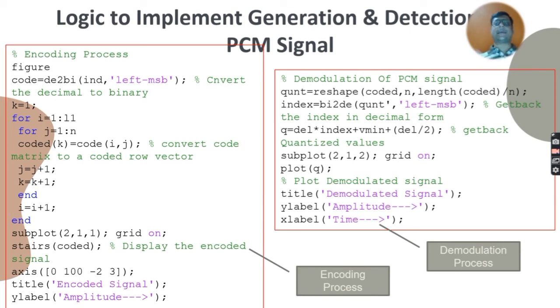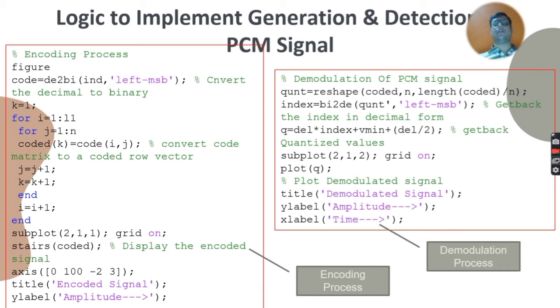Now once it is done, assign is done, you need to plot it. So plot 2 comma 1 comma 1 grid on. Then staircase, because here the quantization levels are identified in a stair, you have to code it and display the encoded value, encoded signal. You have to define the axis. You can put the axis command, it's fine if it is not there. Okay, then title it encoded signal. Y level is amplitude, X level is time period. So once this is done, then you can go for the demodulation of PCM. So demodulation means you have to reconstruct the binary data into an analog signal.